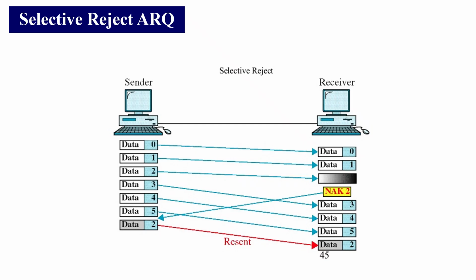To handle this, the receiver must have the logic to reorder frames, keeping track of which frames are missing and which ones have already been acknowledged. This makes selective repeat ARQ both efficient and reliable in managing retransmission errors.